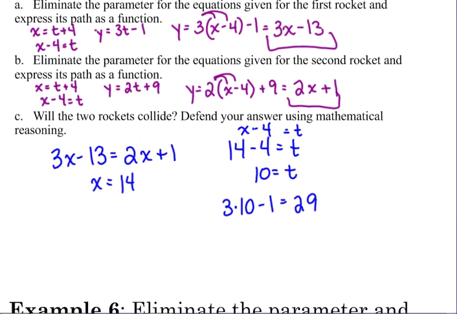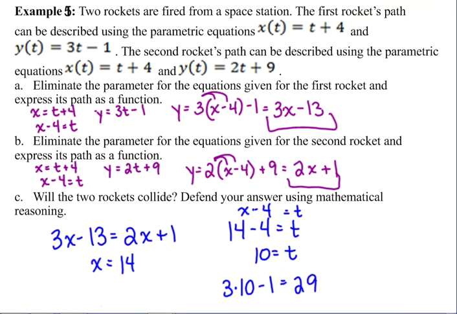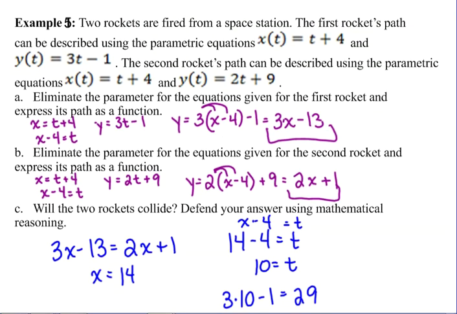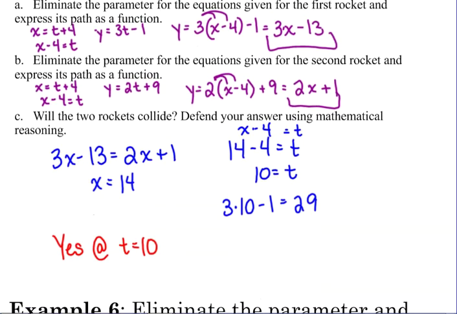So here's my reasoning. Yes, at time 10. Did it give me units? No. So we'll just say at time 10, location 14, 29. At the same time, at time 10, they both have the same x and y coordinates. So yes, they do collide.